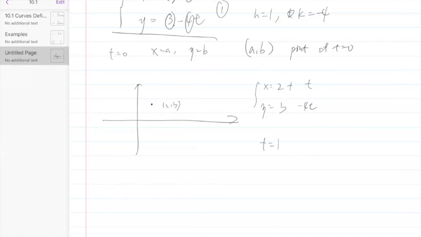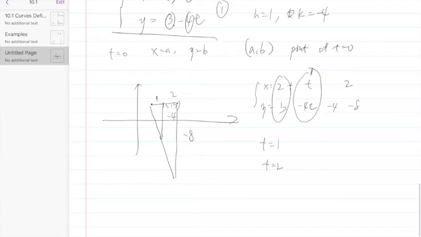Okay. Take t equals 1. What's going to happen is, this one tells you you start from 2, 3. You add a 1, and you minus a 4 here. So you go 1, you go down by 4. So this is going to be 1 and negative 4 if t equals 1. If t equals 2, this is going to give you a 2 and a minus 8. So there's a 2, there's a minus 8. Does it make sense to everybody?